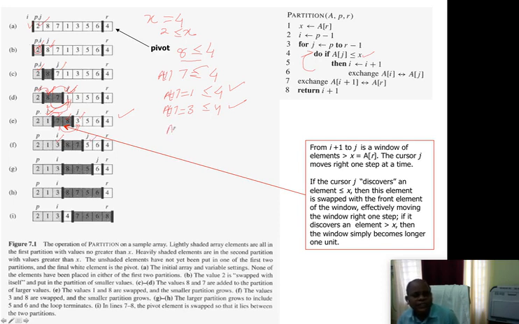Now again in this case Aj will be 5, which is less than or equal to 4? No. Hence the exchange will not take place in this case. Again J will be increased, J will be 6. Aj will be 6, which is less than or equal to 4? No. Hence the exchange will not take place. Now after this, what happens?